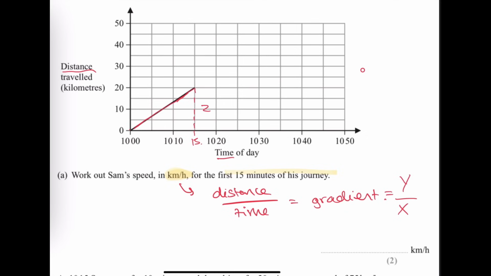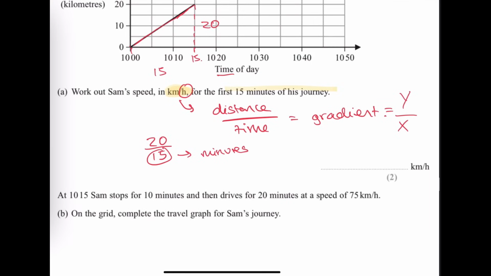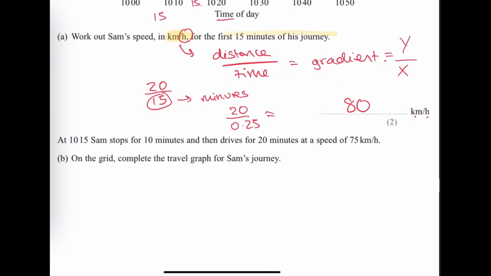So we find out what distance is. 0 to 20, the difference is 20, and from 10 to here, it is 15. So we just do 20 over 15, and because they want an hour, this 15 is in minutes. So we need to make sure that we convert this into hours. How we do that is we just do 15 over 60. So it is 0.25. So we'll do 20 over 0.25, and the answer will be 80. This is kilometers per hour. So make sure that you really pay attention to the units they are asking for.